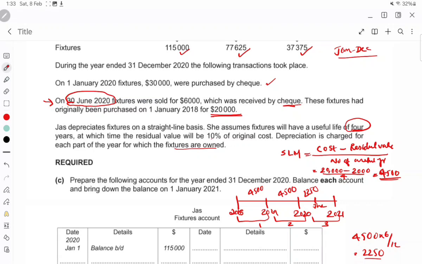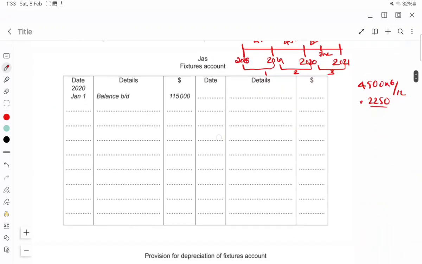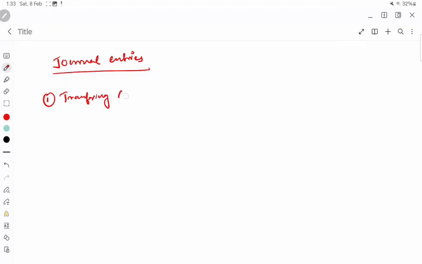So here in this question, before posting the entries in the ledger accounts, we have to go through the journals. If you know these journal entries, double entries, it will be very easy to post. So the first journal entry, the first process, is transferring the cost price of the disposed non-current asset.